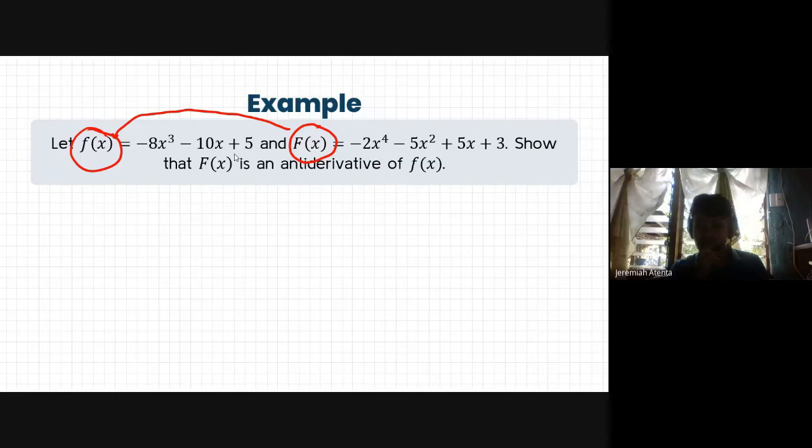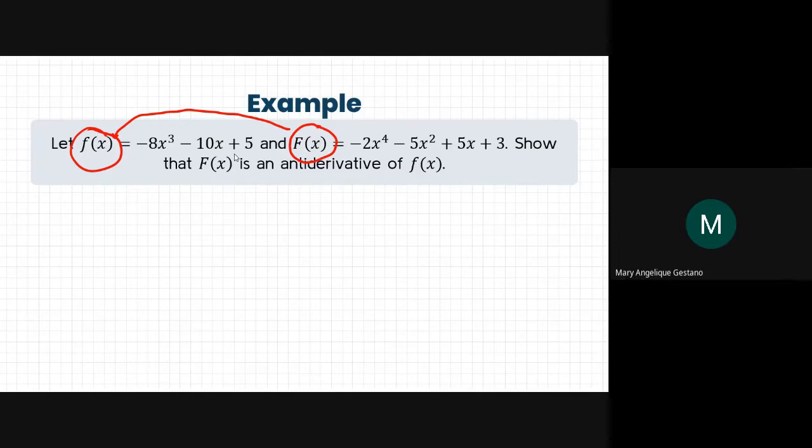Nawala si Angelique? Ay, ano, sir. Yan yun.